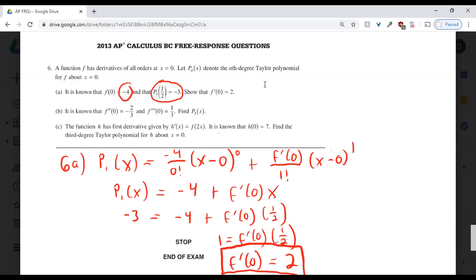Isn't that at 1/2 though, not 0? Well, 1/2 is just the x coordinate that we're plugging in right here. So I'm just plugging in 1/2 for x. The 1 down here tells me that it's P1, that I'm going all the way to the first derivative. You don't have to go past the first derivative. Oh, okay.